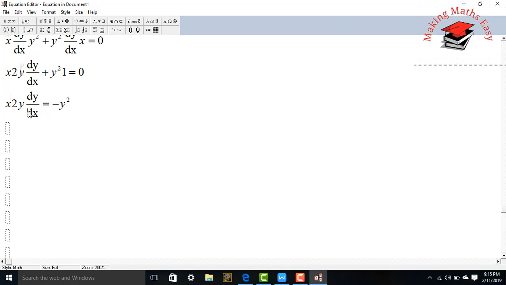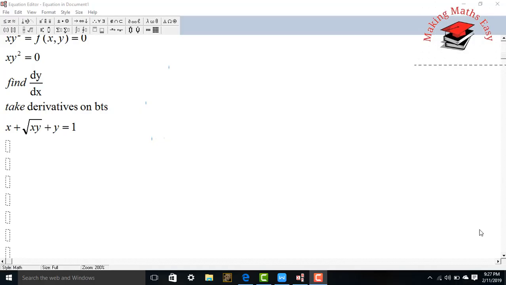So now my dy by dx, or the derivative in this case, will be equal to minus of y square upon 2xy. As I have y square upon y in this particular function, I will cancel one y, so it will become minus y upon 2x. So in this way you have to solve the rest of the sums on the differentiation of implicit functions.